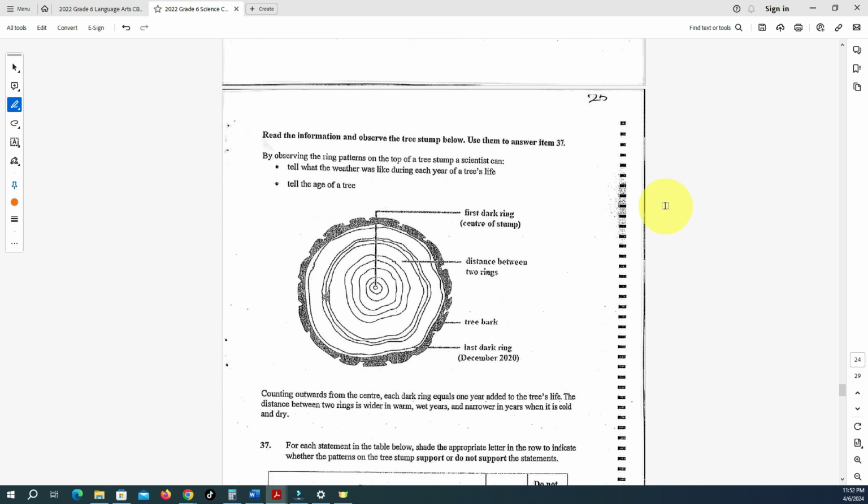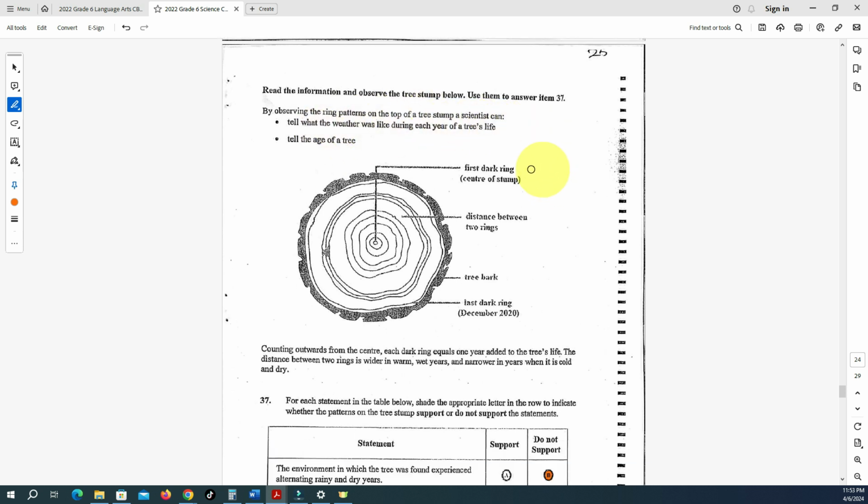So, let's jump into the actual question now. Read the information and observe the tree stump below. Use them to answer item 37. By observing the ring patterns on the top of a tree stump, scientists can tell what the weather was like during each year of a tree's life, and tell the age of a tree. All right, so those are the two things that observing the tree stump can tell scientists.